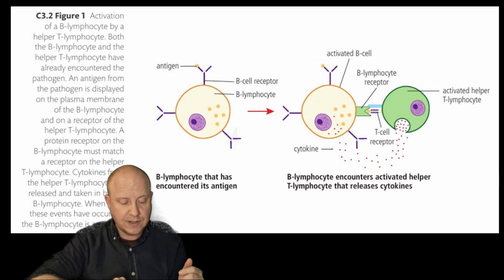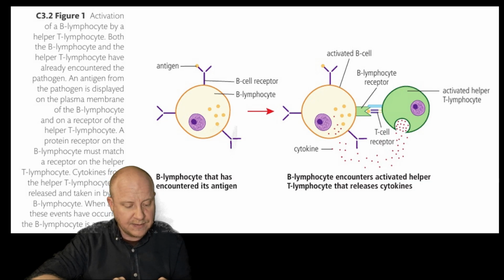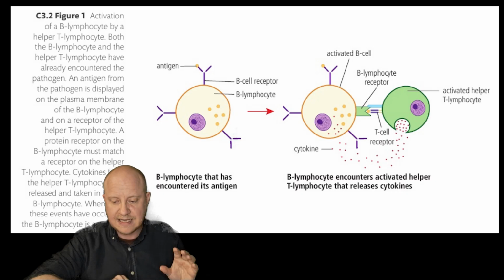So in C3.2 figure 1, we have activation of a B lymphocyte by a helper T lymphocyte. Both the B lymphocyte and the helper T lymphocyte have already encountered the pathogen. An antigen from the pathogen is displayed on the plasma membrane of the B lymphocyte and on the receptor of the helper T lymphocyte. A protein receptor on the B lymphocyte must match a receptor on the helper T lymphocyte. Cytokines from the helper T lymphocyte are released and taken in by the B lymphocyte. When all of these events have occurred, the B lymphocyte is activated.